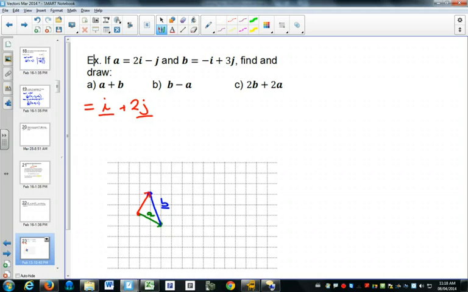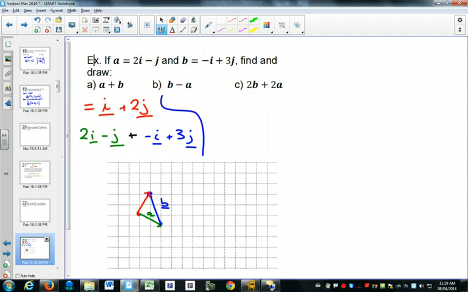Just add and subtract A and B. My A was 2i minus j, and my B was negative i plus 3j. If you think of like terms, what's 2i minus an i? i. And negative j plus 3j's? 2j. So we could draw it out, or we could just do the math, because it doesn't matter where on the graph you start, that's what you're going to end up with.